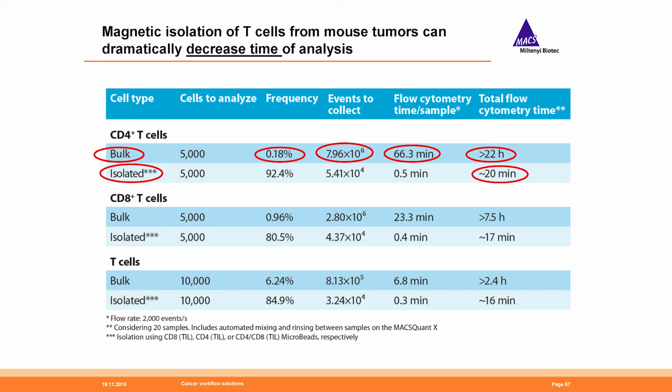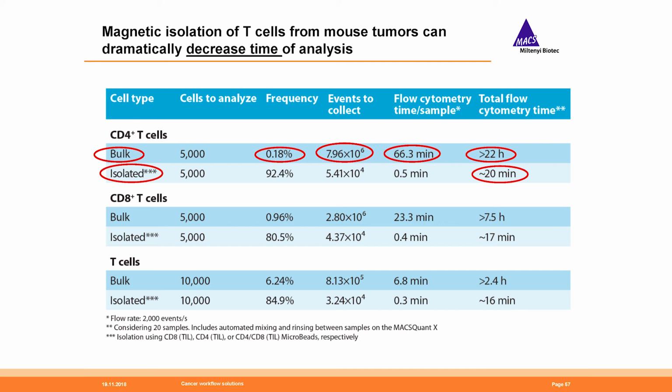Now, normally you don't have one sample. Let's say you have 20 samples, which is nothing out of the ordinary. It would take you over 22 hours to analyze these cells, to get those 5,000 CD4 positive T cells. If you do the isolation and have these also 5,000 events, so the 20-minute isolation, and do the same thing, all of a sudden it takes you about 20 minutes.